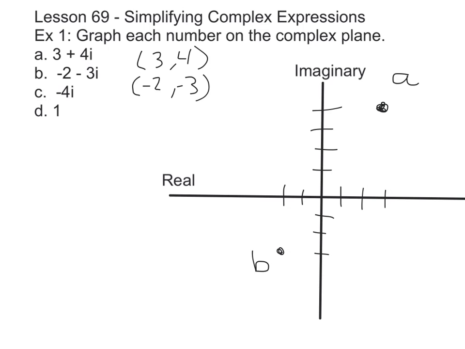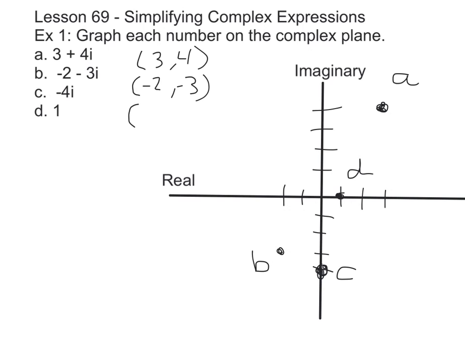Let's take a look at part C. Now we have -4i. Understand, there is no real part, so we're not going to go left or right in either direction. Instead, all we're going to do is go down 4 units, plot our point, and that's going to be point C, -4i. Lastly, 1 is real because there's no i attached to it, so we're going to go 1 unit to the right, and then we're not going to go up or down. So there's our point D.